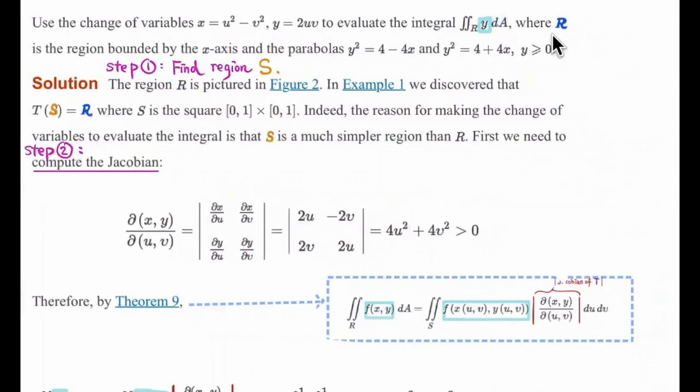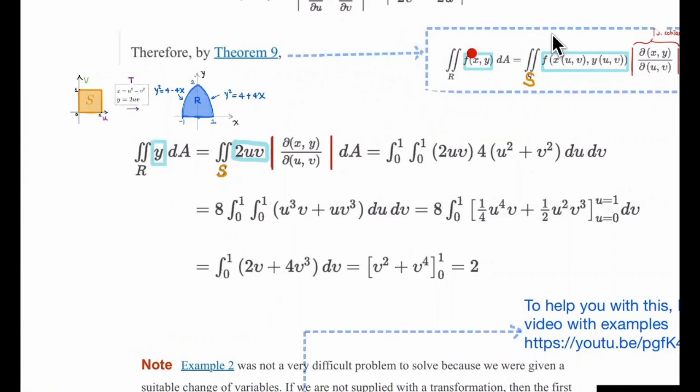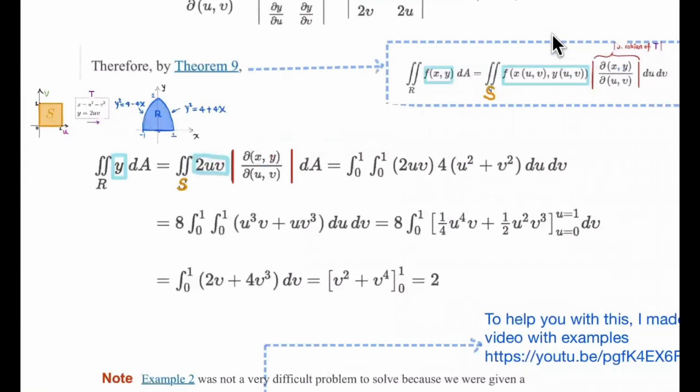So now we can apply theorem 9. We got this region S. We also computed the Jacobian. So the function we integrate is y, and y is equal to 2uv. And then we multiply by the absolute value of the Jacobian, and integrate over the region S. Notice that S is simpler than this region R. Now we set up this integral.